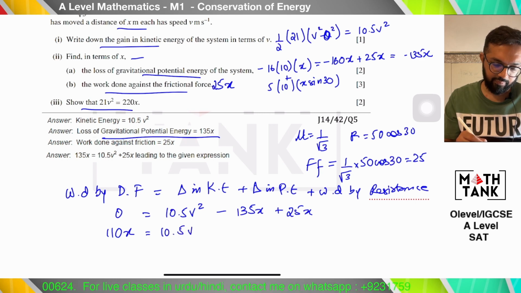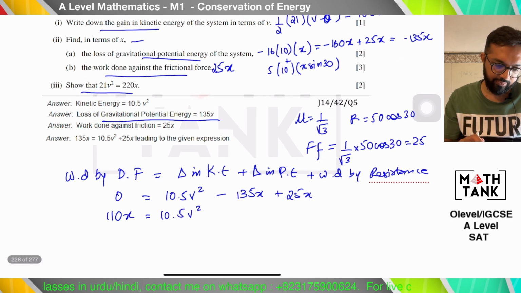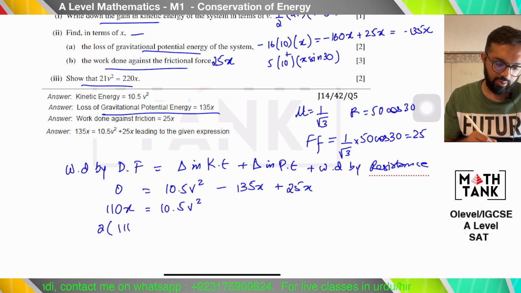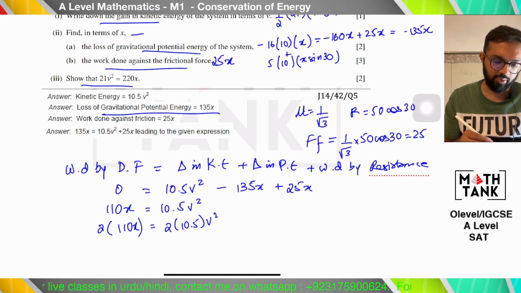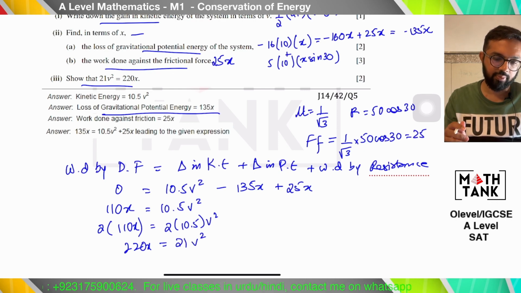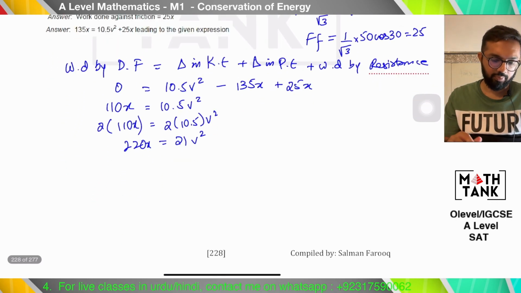equals 10.5 v squared. If I multiply both sides by 2, I get my required equality. So 220x equals 21 v squared. That's the end of the question.